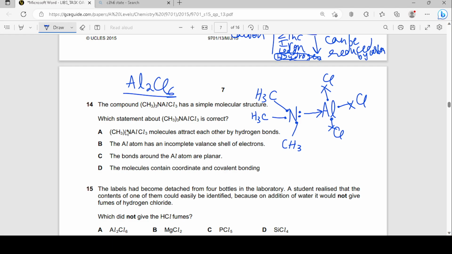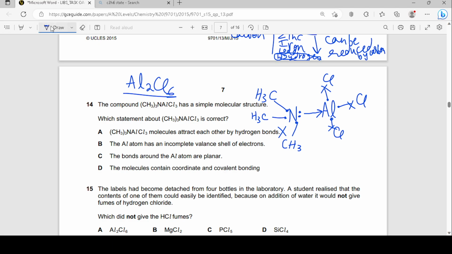Anyways, which statement about this compound is correct? (CH3)3N-AlCl3 molecules attract each other by hydrogen bonds. Well, let me think. For hydrogen bonding you need fluorine, oxygen, or nitrogen attached to hydrogen. I have nitrogen here, but it's attached to carbon. So to me, it doesn't seem that this compound really has any hydrogen bonds. So I would cross out this option because it doesn't have anything to do with hydrogen bonds.